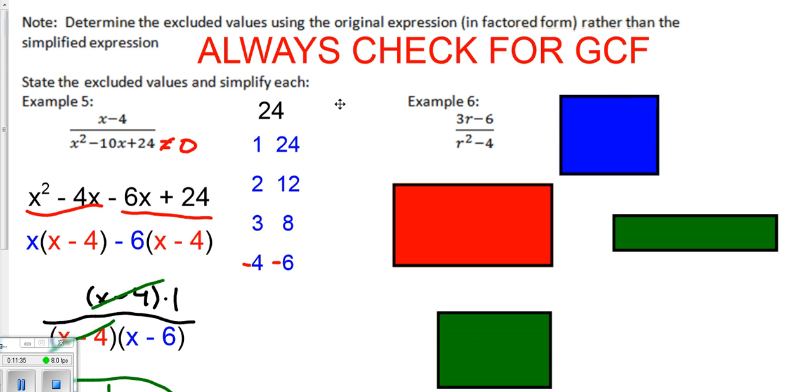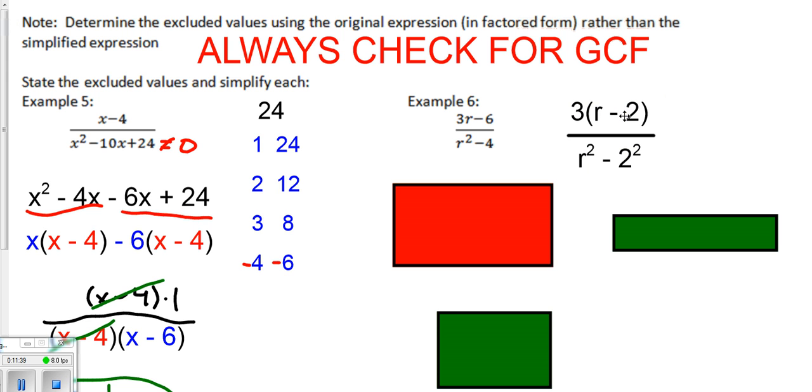Example 6. Again, always check for greatest common factor. As we're pulling things out, in this top piece we can take a 3 out and leave r minus 2. This bottom piece only has 2 terms, so we're going to look for difference of squares: r squared minus 2 squared, because 2 squared is 4.